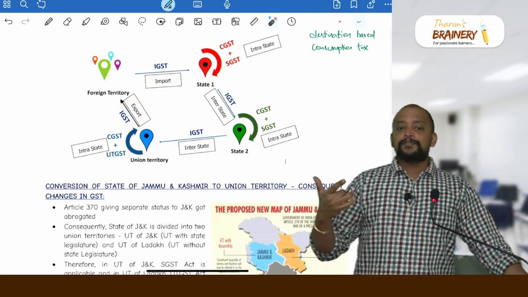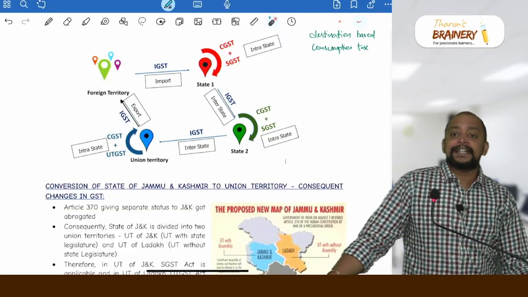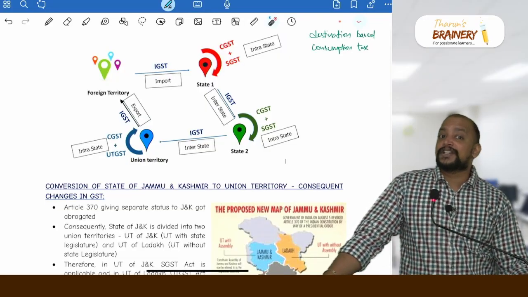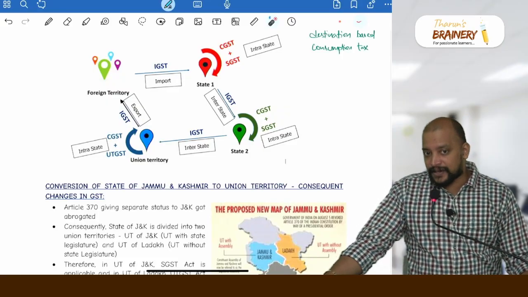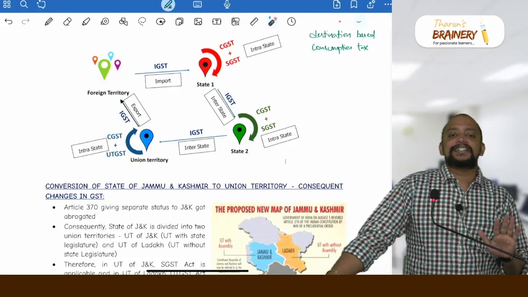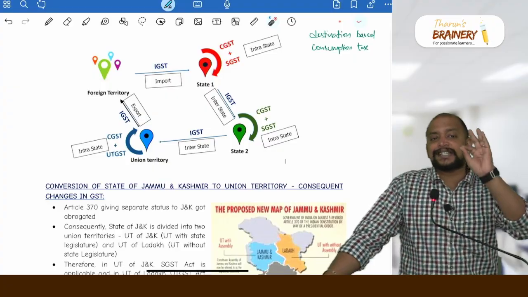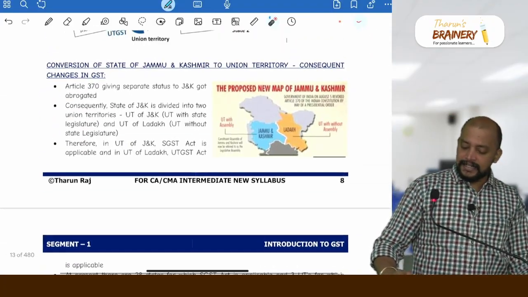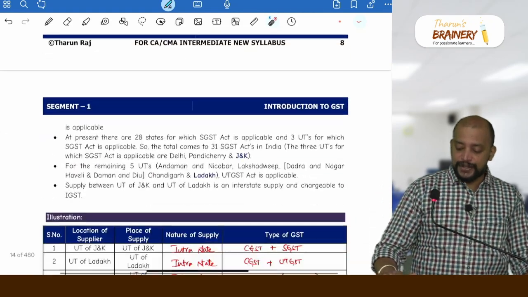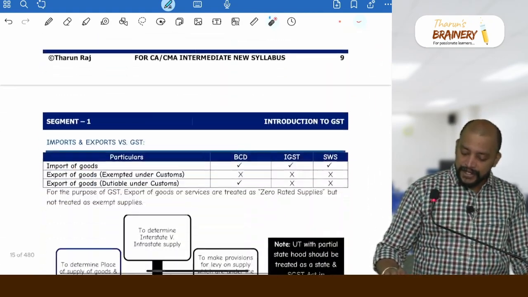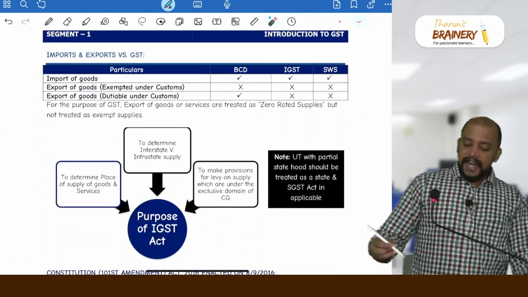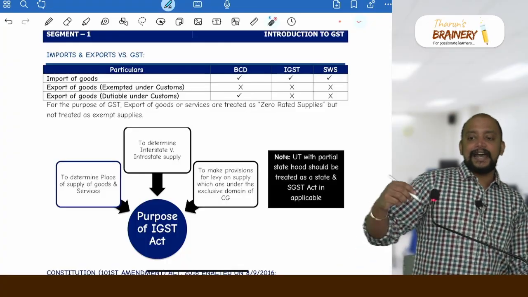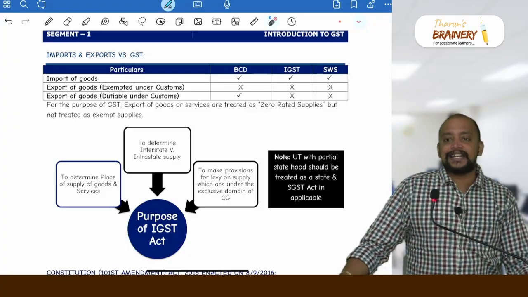But sir, import of goods is covered under customs, no? Yes. And that's where I told you, instead of additional customs duties, we pay IGST. Okay. So you remember the type of GST applicable in case of import and export is IGST. Then this we already discussed, conversion of the state of Jammu and Kashmir, and these two illustrations. And we have imports and exports versus GST. This and the other aspects we will see in the next class. Okay.